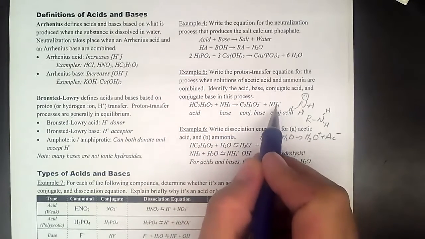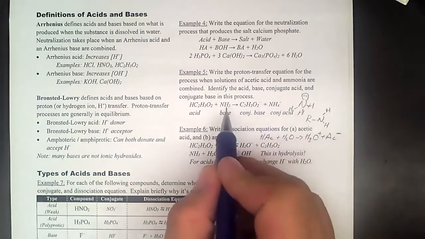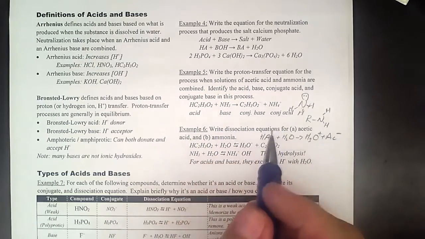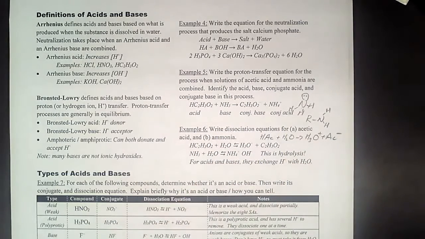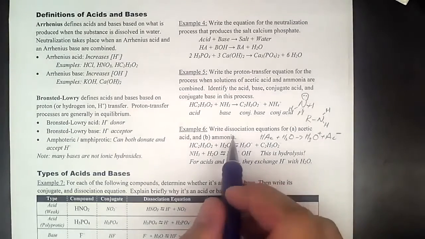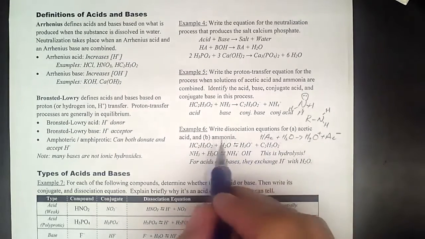This is the acid that, if we took an H plus off of it, would turn back into the base. And those ideas are going to come up, so be familiar with those ideas and terms. Writing the dissociation equation for acetic acid and ammonia.